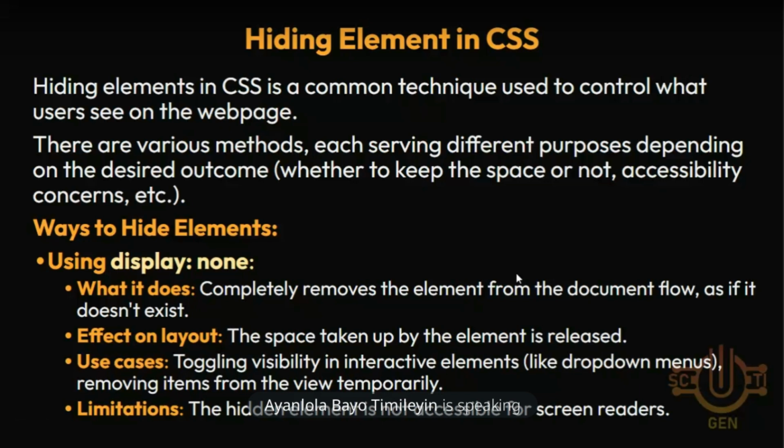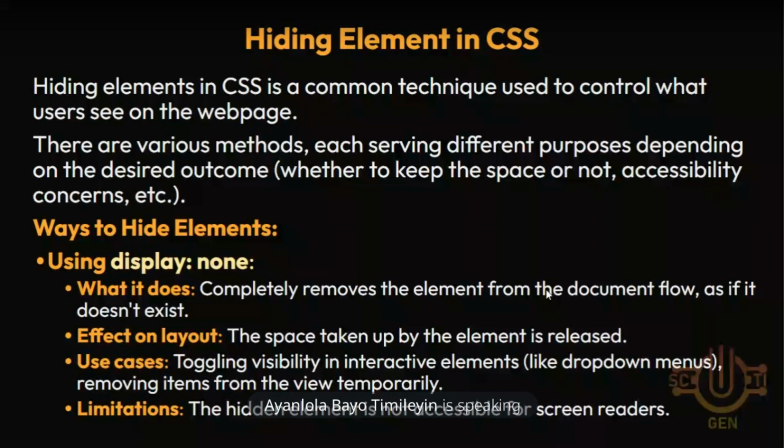For instance, if you click a drop-down menu, when you click on it, you can actually show the many items that we have for that particular component. And probably if you click on it again, you may decide to hide it. So drop-down menu, removing items from the view temporarily. All right, and then the limitation is that the hidden element is not accessible for screen readers. So it will be taken out of the document flow completely, just like what we see here. So it removes the element from the document flow as if it does not exist. So that's the first way, setting display property to none.